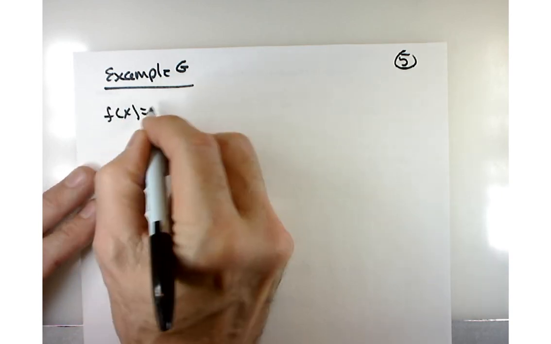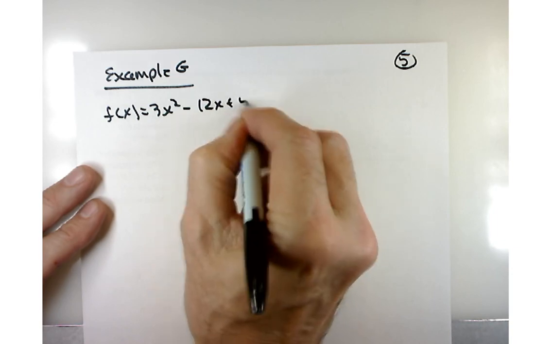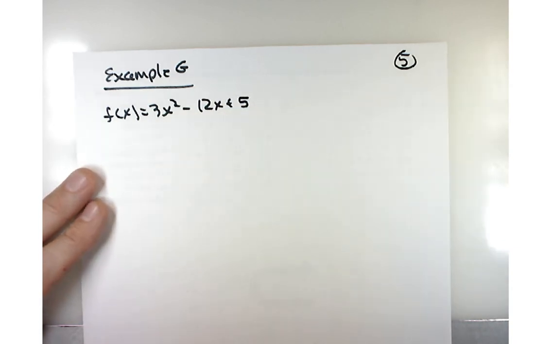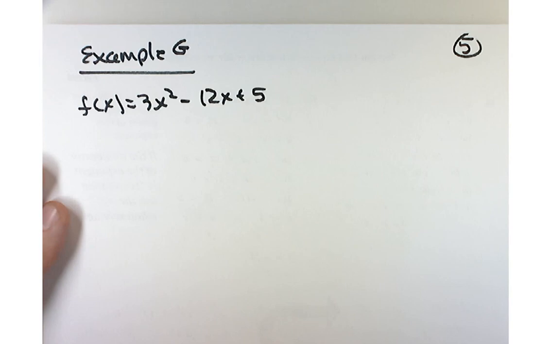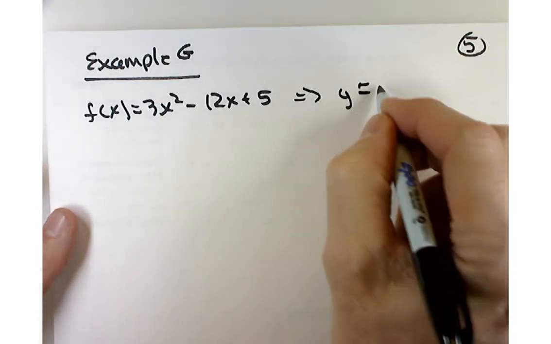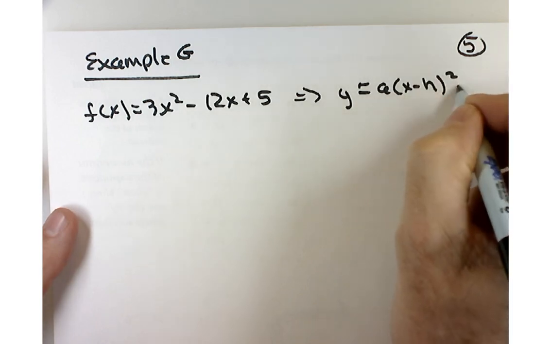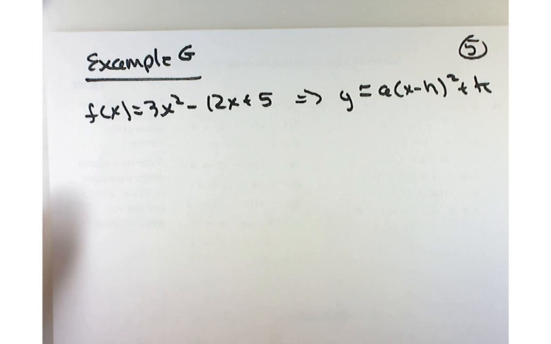F of x equals 3x squared minus 12x plus 5. And it'd be nice if I could write it in this form. Y equals a times x minus h squared plus k. Because then I could just look at it and determine what the vertex is. Or maybe I can look at the graph and determine the vertex and then put it in this form. So let's see about that.